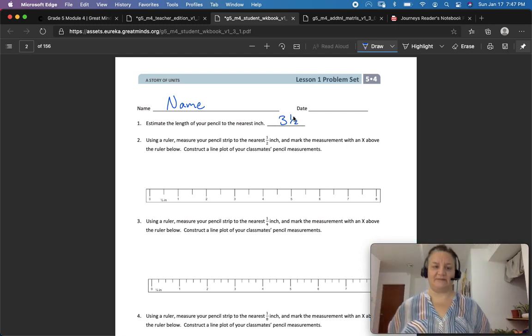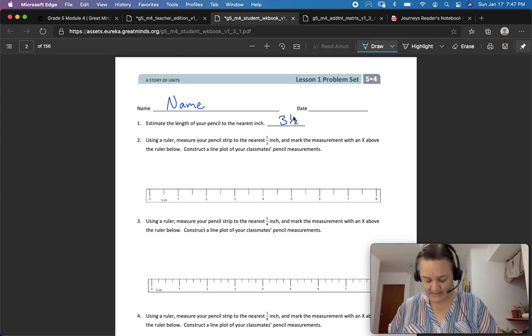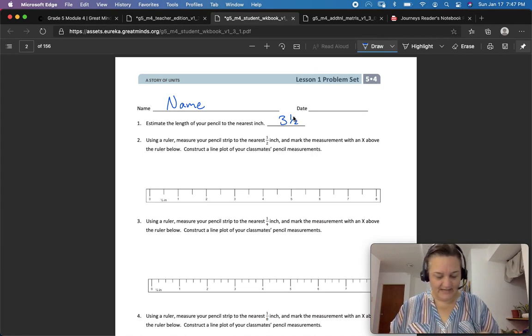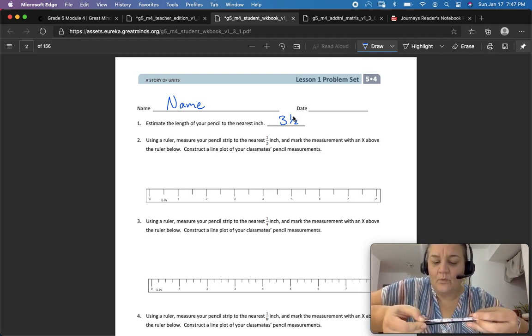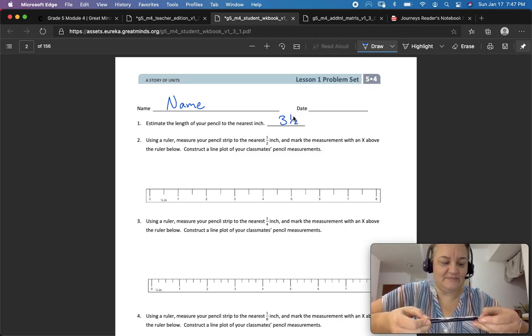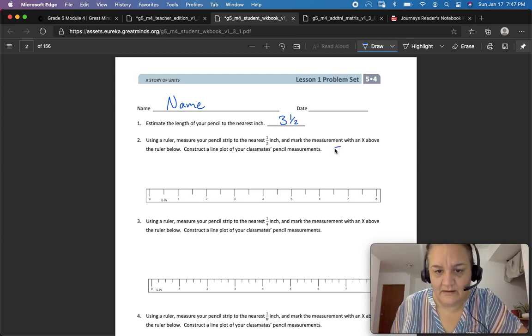So, okay, my estimate was 3.5. Remember, I like to use my fingers for that. Let's see what the actual measurement is. I'm going to show it to you this way. I'm going to hold it at one end and hold it to the other end. Oh my goodness, I was way off. It's actually 5.5. Look at that. Can you see that? 1, 2, 3, 4, 5.5 inches. So my fingers weren't a good measurement. 5.5 is what it actually is. So my estimate was off.